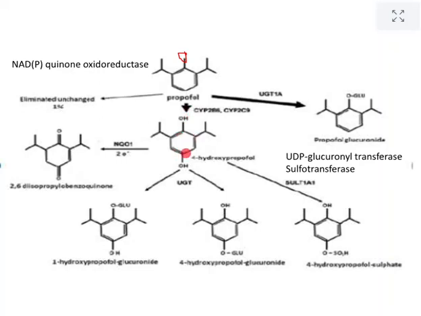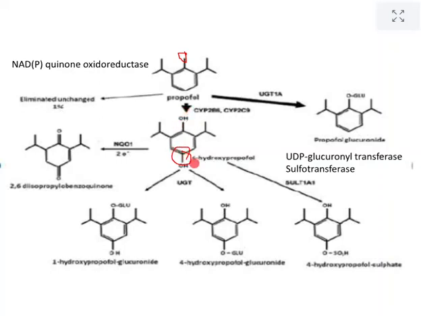Of course, oxidative hydroxylation is usually catalyzed by the mixed function oxidases or the cytochrome P450 enzymes, and you can see hydroxylation of that position there. 1, 2, 3, 4. Of position number 4, there is hydroxylation to give us 4-hydroxy propofol. So that's one route of metabolism.